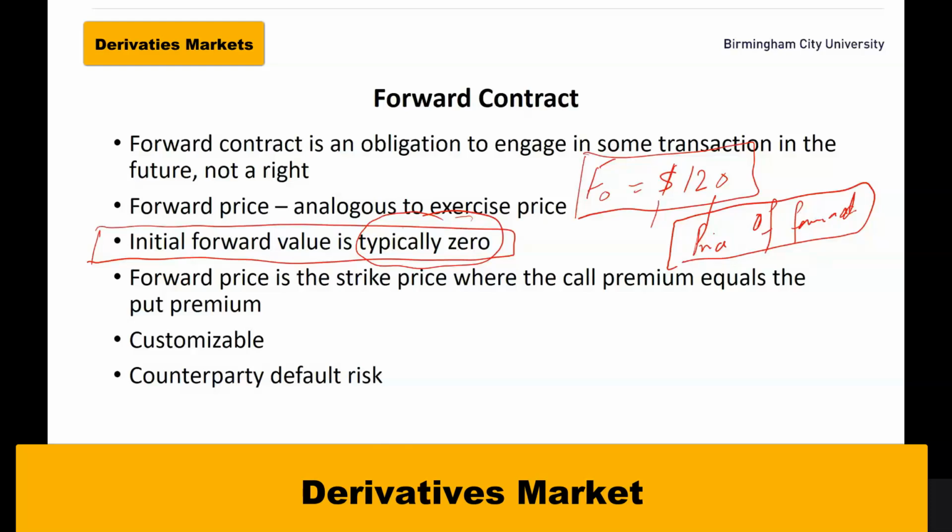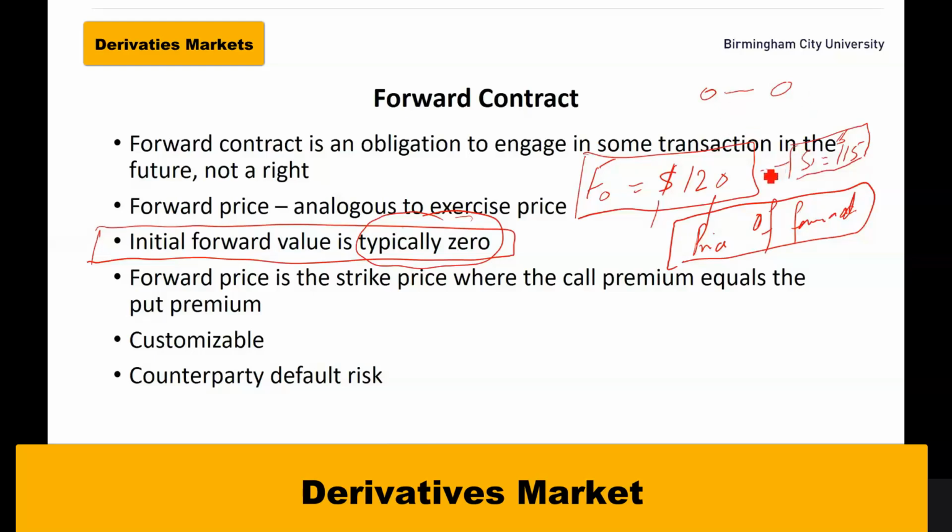It will result in creating value for the buyer or the seller of the contract. So at the time we initiated the contract, where I have the obligation to buy and you have the obligation to sell Apple's share for 120 in 3 months time in a forward contract, both parties have zero value for the forward contract. I have zero value and you have zero value. And let's suppose when we initiated the contract, the spot price in the market is $115.